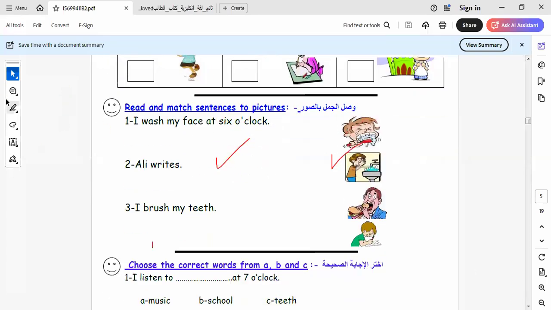Here we have pictures, and we read and match each picture with its suitable sentence. Okay. Here is I wash my face. I wash my face at 6 o'clock. Which one? This one. I brush my teeth. This one. Okay. Let's go to another one.